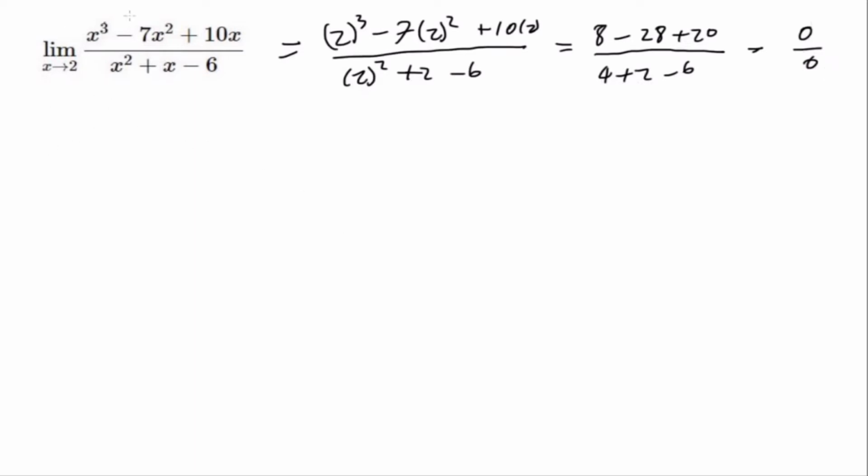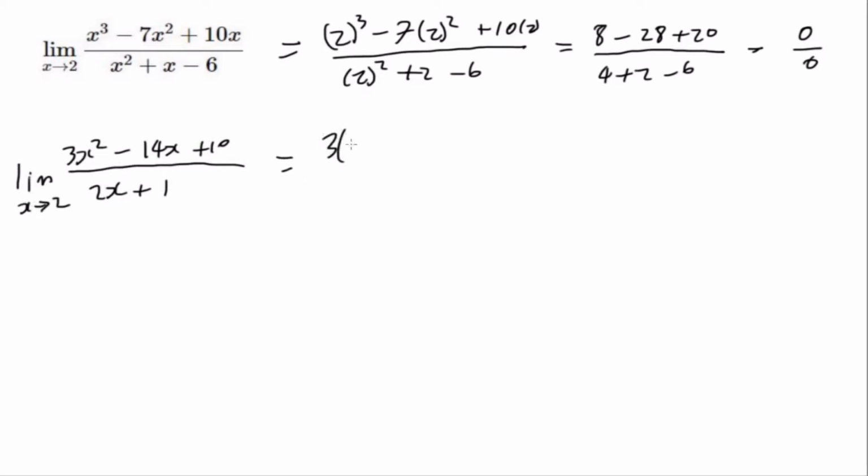So what we do is we differentiate the top and differentiate the bottom and then apply this limit once again. So if we differentiate the top, we'll get 3x squared minus 14x plus 10, and on the bottom we'll get 2x plus 1. So now we put our limit in, limit of x towards 2, and this gives us 2 squared minus 14 times 2 plus 10 all over 2 times 2 plus 1.